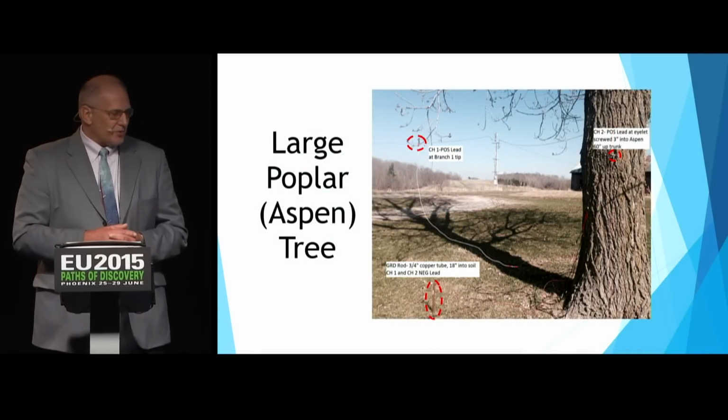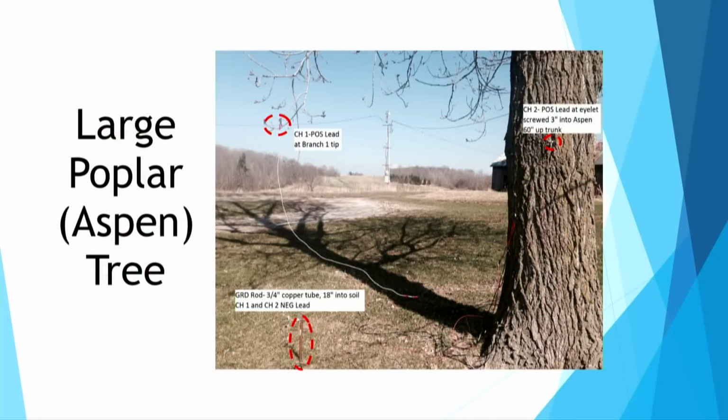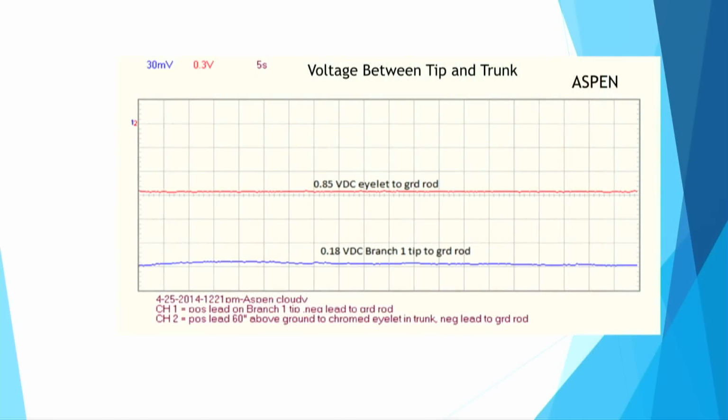Here's a picture of a large poplar or aspen tree. On the lower left, you can see the ground rod circled. The positive channel 1 lead was hooked to the branch tip up on the upper left, and the channel 2 positive lead was hooked to the trunk, to an eyelet that had been there many years. Here's the voltage recording between the tip and the trunk.